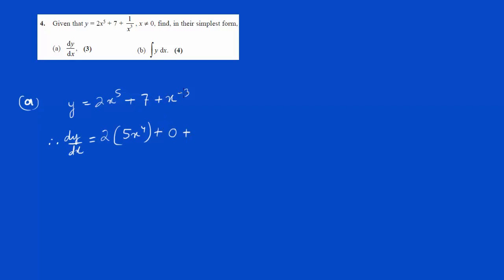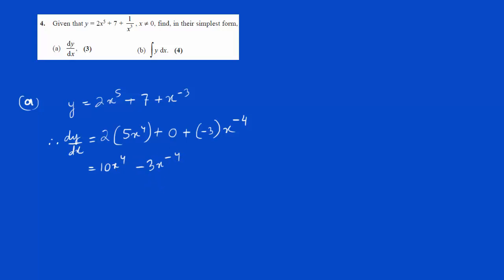Plus, if we differentiate x to the power minus 3, we would have minus 3 in front, and then the power would reduce by 1. Remember, if it reduces by 1, it becomes minus 4. So let's simplify this. This would be 10x to the power 4 minus 3x to the power minus 4.